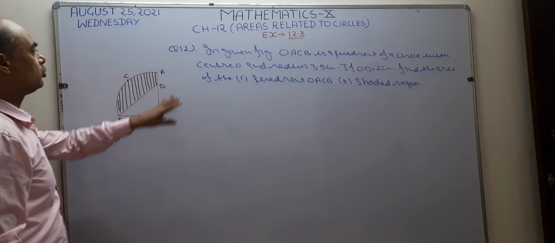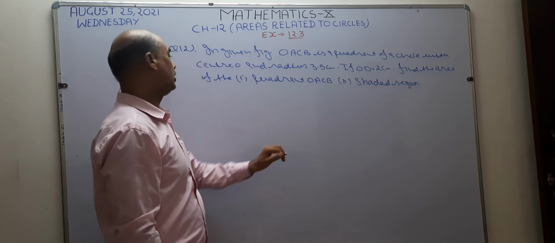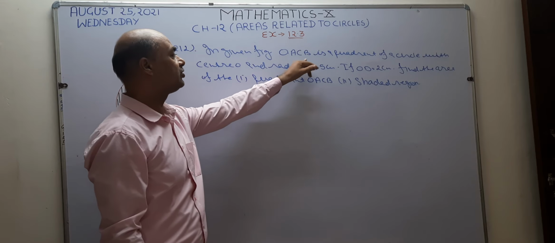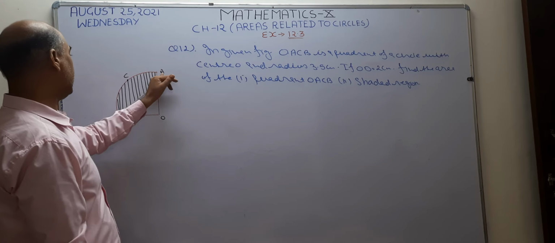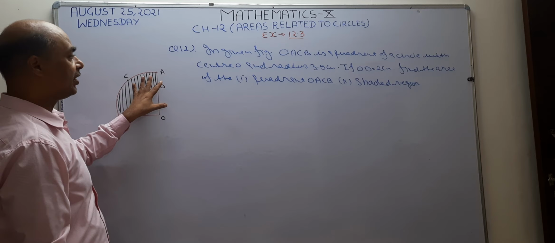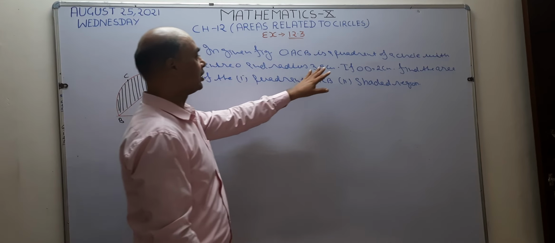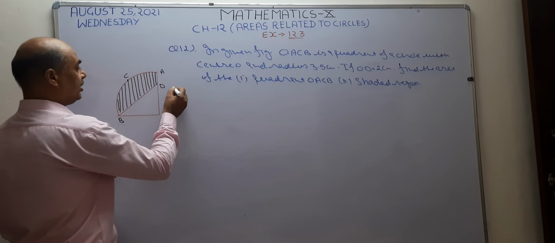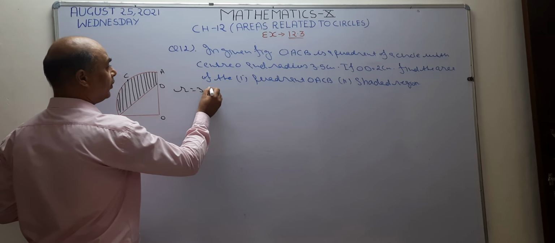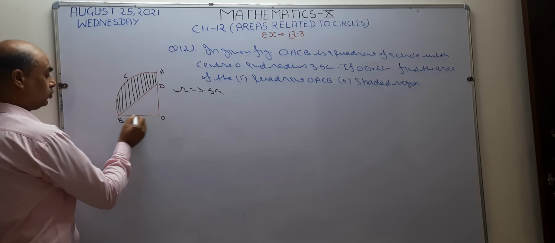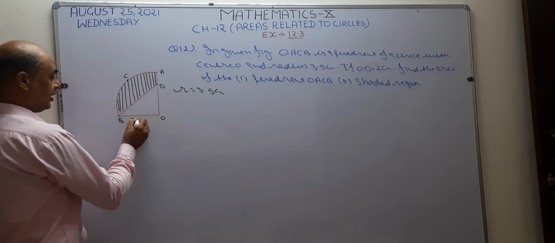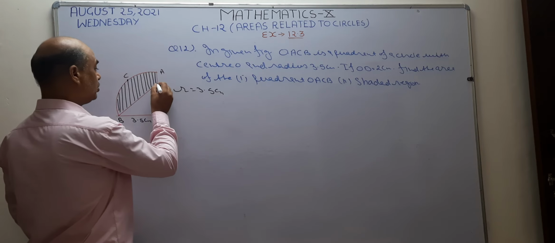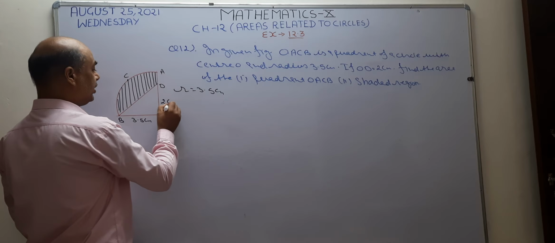Now we are going to solve question number 12 of exercise 12.3. See, this figure is given. In the given figure, OACB is the quadrant of the circle with center O. The radius of the quadrant is given, which is 3.5 centimeter, from center to circumference distance. This is the radius of the quadrant, and this length OD is given as 2 centimeter.